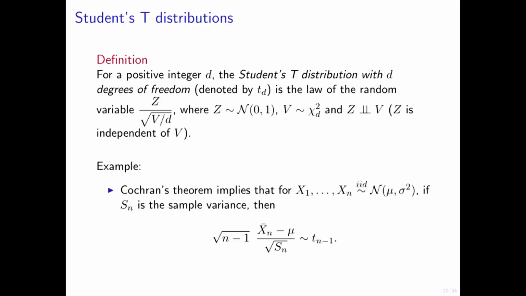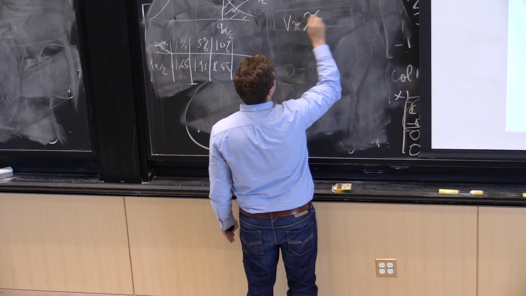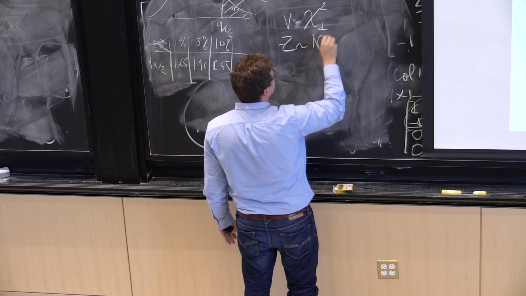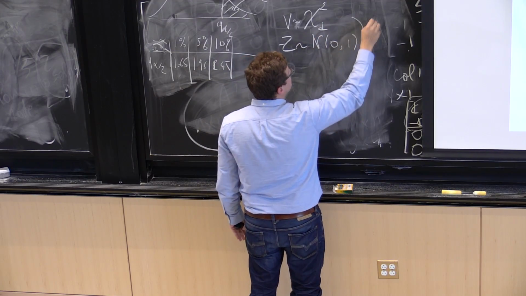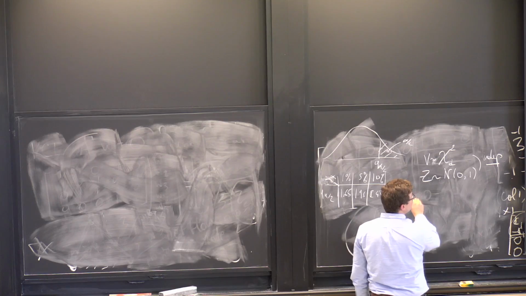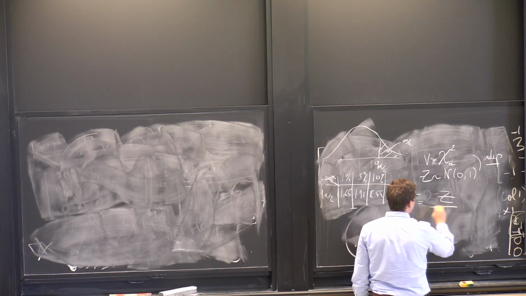Okay? So I start with a chi-squared V. So this guy is chi-squared D. I start with Z, which is N(0,1). I'm going to assume that those guys are independent. And my T distribution, I'm going to write it T, capital T, is Z divided by the square root of V over D.